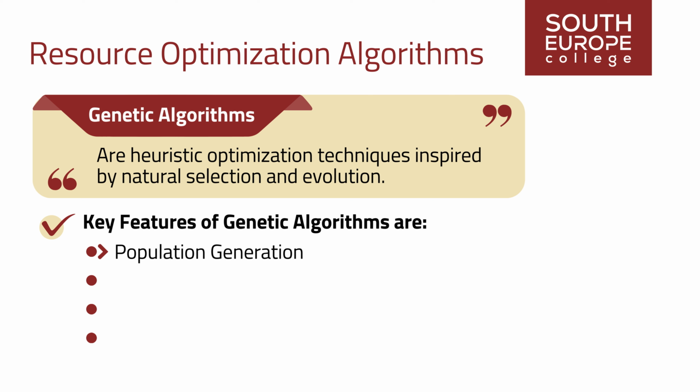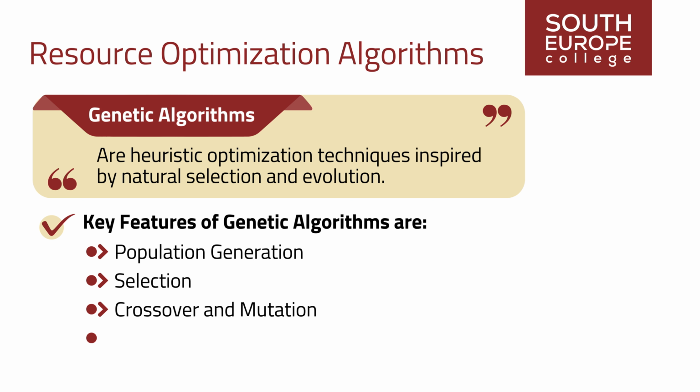Genetic algorithms start by generating a population of potential solutions, represented as chromosomes or candidate solutions. Selection. The fittest individuals from the population are selected based on their fitness, which is determined by how well they perform in achieving the objective function.